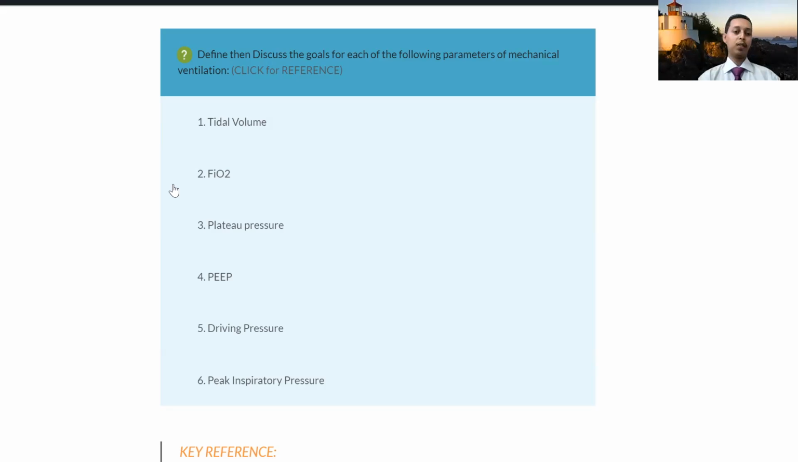Okay, some of these are fixed parameters which we set, and some of them are measured parameters we measure from the patient's lung on a mechanical ventilator. So can you define each and also try to discuss, maybe taking one of the parameters, in the next 30 seconds?